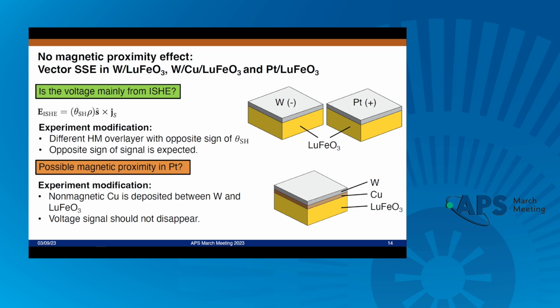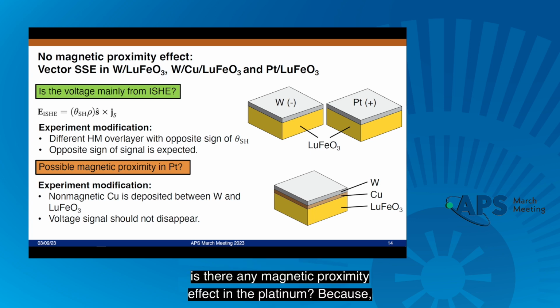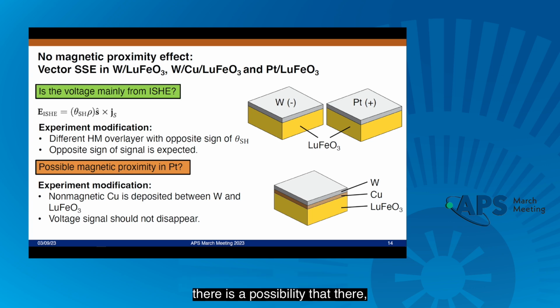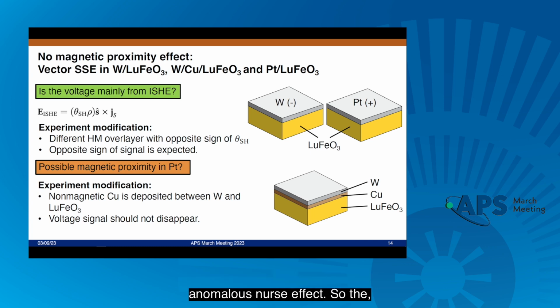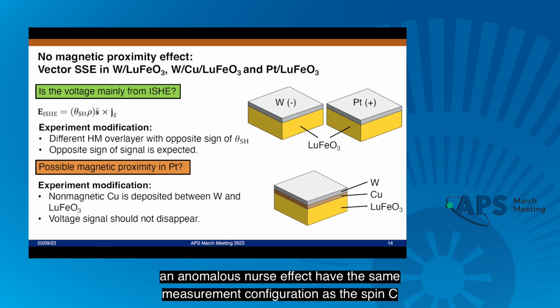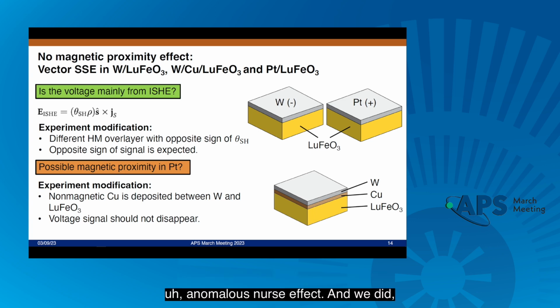And the second question is: is there any magnetic proximity effect in the platinum? Because when platinum is in contact with a magnetic insulator, there is a possibility that there will be an induced moment within the platinum, and with an out-of-plane temperature gradient, there might be an anomalous Nernst effect. The anomalous Nernst effect has the same measurement configuration as the spin Seebeck effect, and we wanted to make sure that our signal is not dominated by the anomalous Nernst effect.